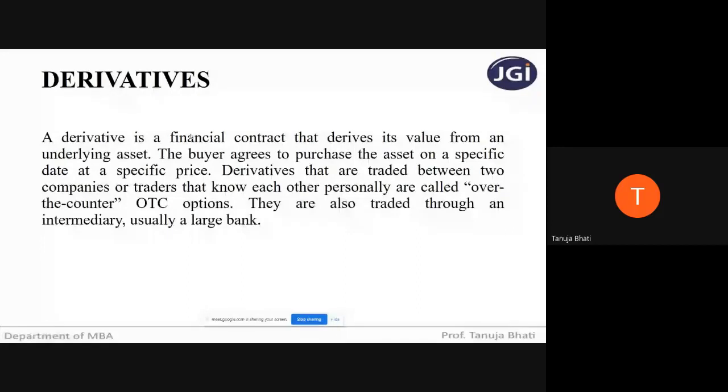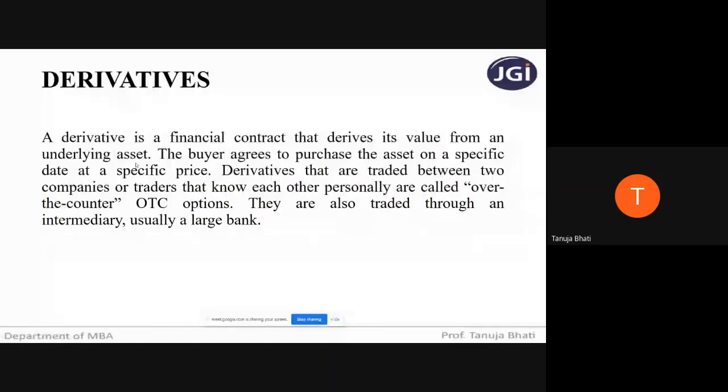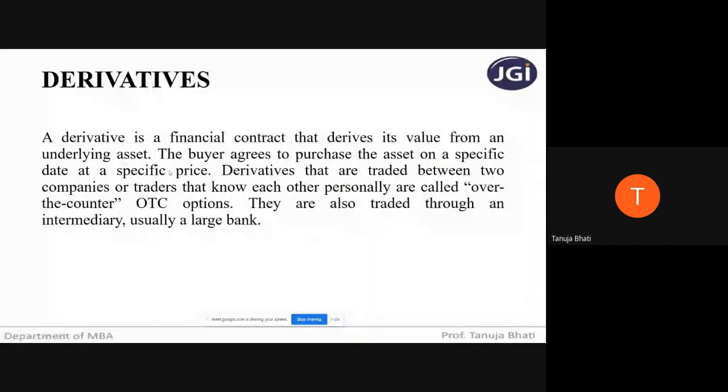The value is to be predicted. It is a value that will be predicted and will derive itself from the underlying asset to which the derivative is attached. The buyer agrees to purchase the asset on a specific date at a specific price. So here in derivatives, the buyer is thinking that the price of the asset may increase in the future. He is not sure, he is predicting, that the price of the asset may increase in the future.